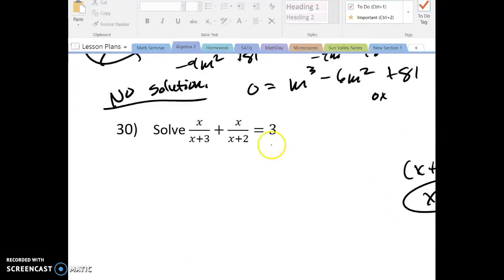Alright, so this is the last one here. This one is going to be interesting. We're going to use some solving techniques. The solving technique I'm going to use is to multiply everything by each denominator. So I have an x plus 3, so I'm going to multiply everything by x plus 3.